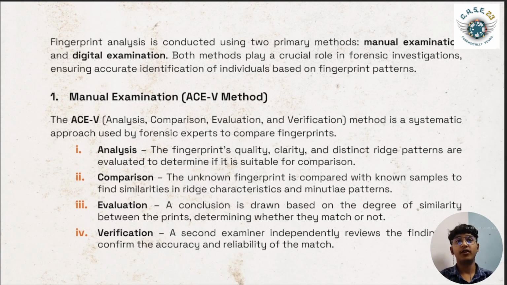Then V stands for verification. A second examiner independently reviews the findings to confirm accuracy and reliability. This step ensures that there are no errors, just like proofreading a document before finalizing it. So that's how manual fingerprint examination works. As we move forward, we will see how technology has made this process even faster and more precise.